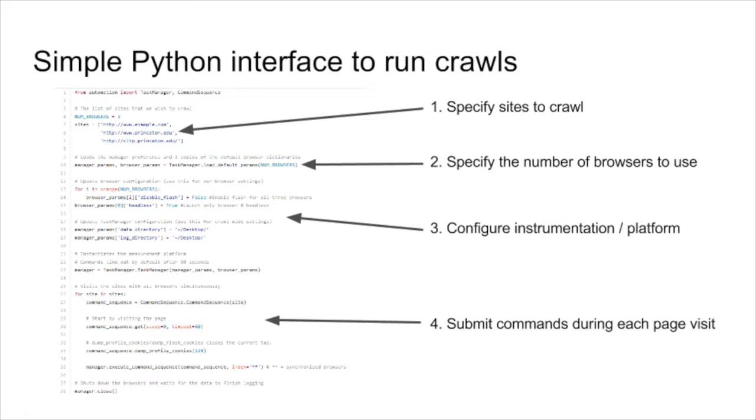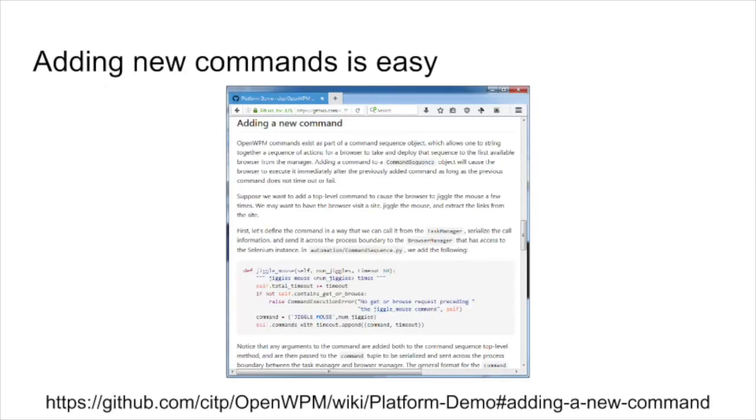Alternatively, you could have the browser visit the site, visit a couple links within the site, and then take a screenshot of it. All of this is configurable very easily within the crawl script, in a pretty simple interface for the researcher. And we have documentation that makes it easy for researchers to figure out how to add new commands or change the platform in small ways. I've linked to one specific page here at the bottom of the slide, but there's a bunch of other information available.